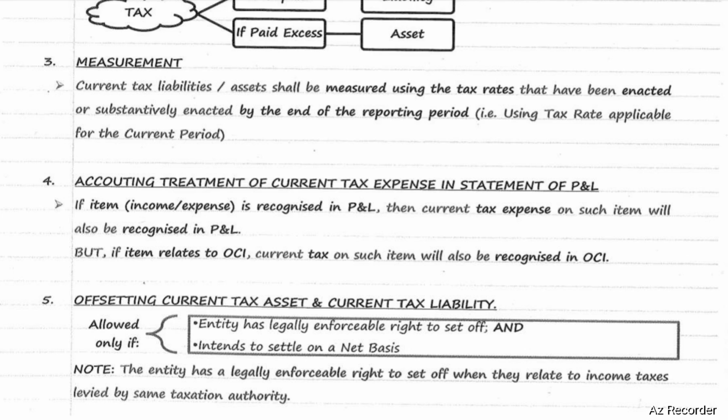Offsetting current tax asset and current tax liability. Offsetting of current tax asset and current tax liability is allowed only if, first condition, the entity has a legally enforceable right to set off and intends to settle on a net basis. That means offsetting is allowed only when there is legal enforceability and intention. The entity has a legally enforceable right to set off when they relate to income taxes levied by the same tax authorities. That means if taxes are levied by the same tax authorities, then set off is allowed.